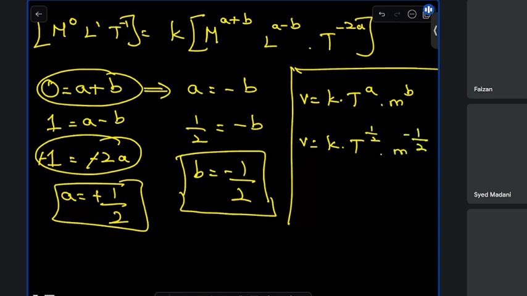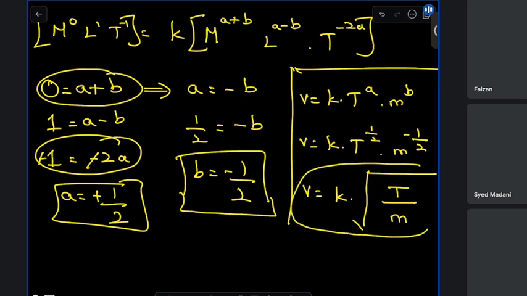Now, wherever the power is 1 by 2, we write it as square root. So K is outside the square root. Why? There K is to the power 1, that's why. T and M, if you observe properly, both of them have 1 by 2. Just a coincidence. I put square root. Okay. Now, since M has a minus, it will be in the denominator. Since T is a plus, it will be in the numerator. This is the formula we were trying to get.